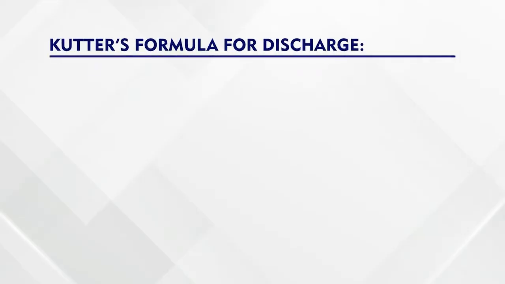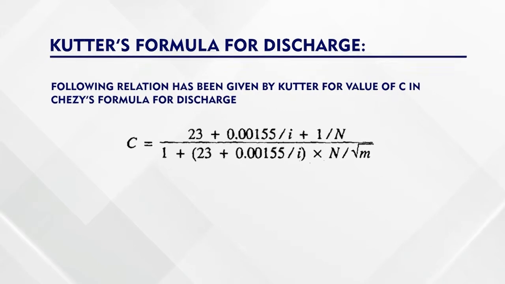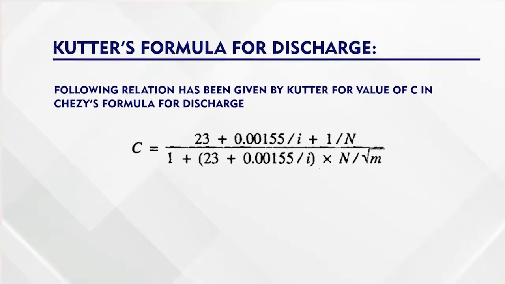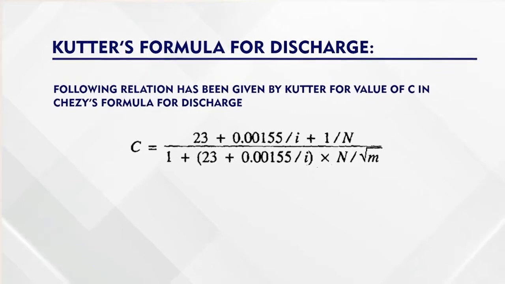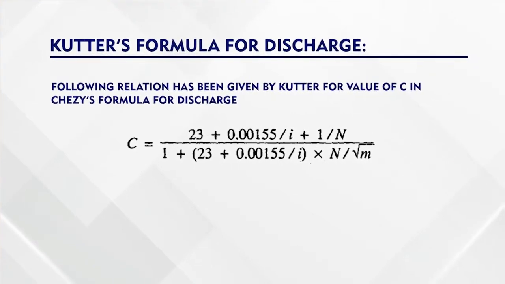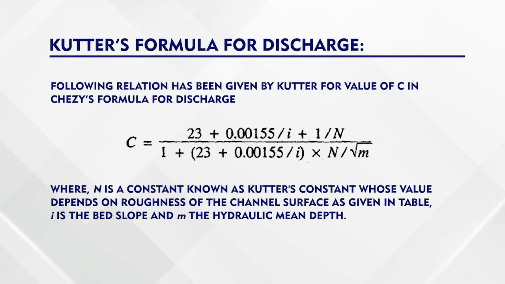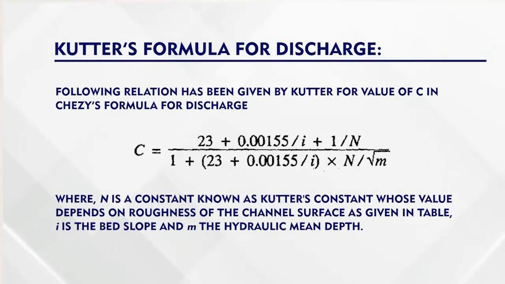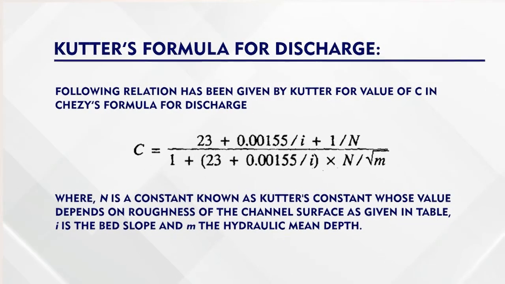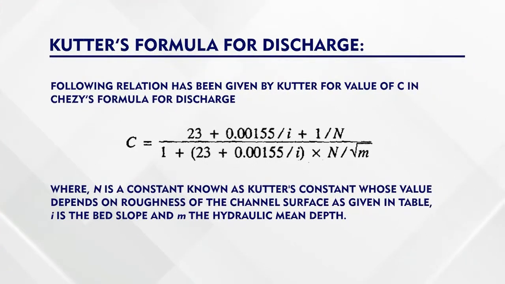So in Kutter's formula, C is equal to 23 plus 0.00155 divided by i plus 1 by capital N, and whole division by 1 plus, in bracket, 23 plus 0.00155 divided by i, bracket close, into N divided by root m, where N is the constant known as Kutter's constant, whose value depends on roughness of the channel surface as given in the next table. i is the bed slope and m the hydraulic mean depth.